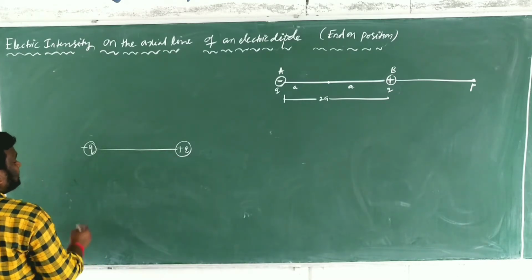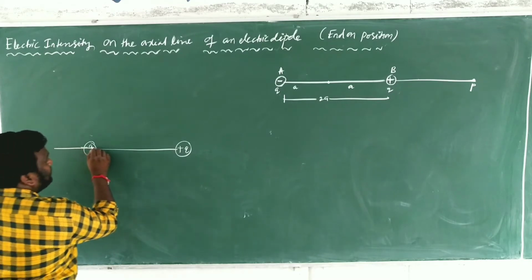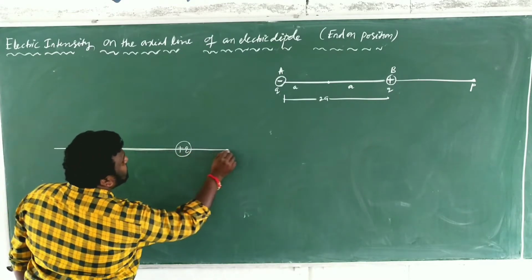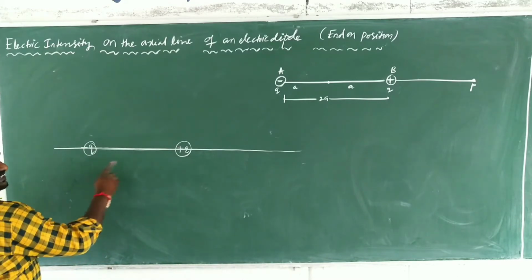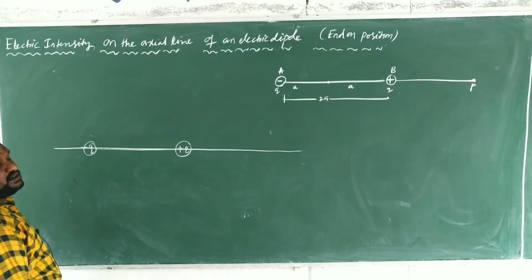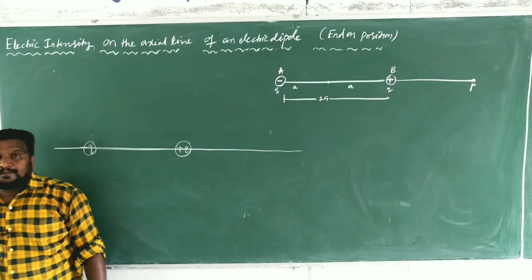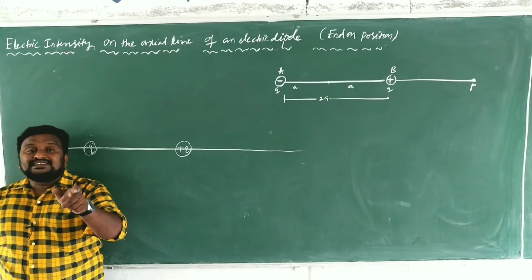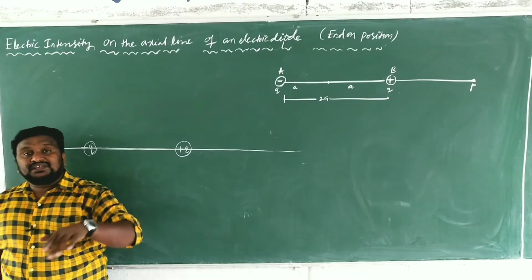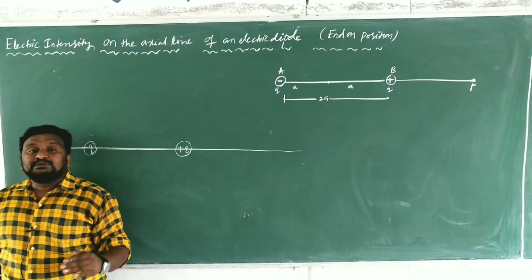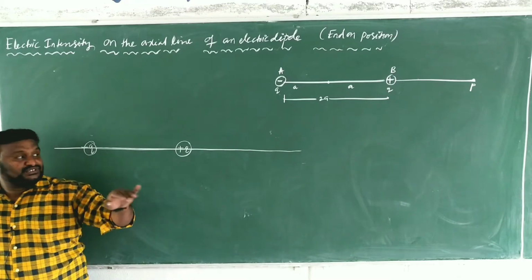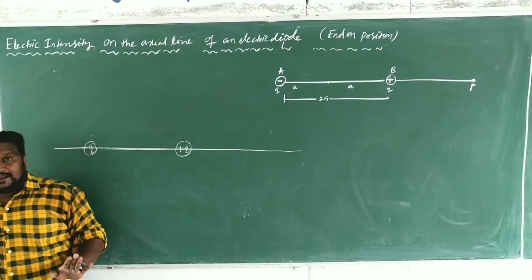After that, a line passes through the two charges like this. Now it is called the axial line. What is that? The horizontal line which passes through the two charges along the dipole should be called the axial line. So it is an axial line.